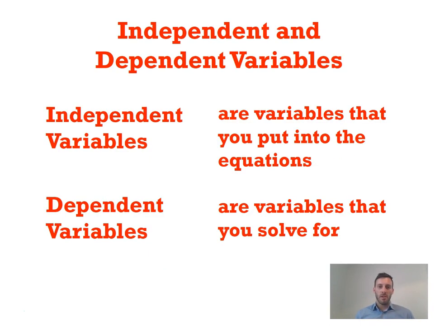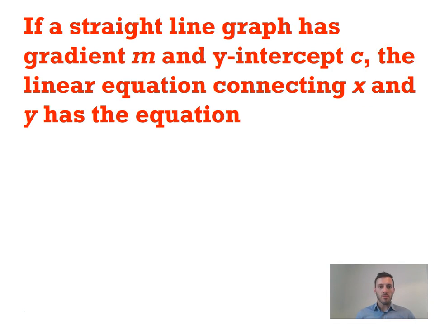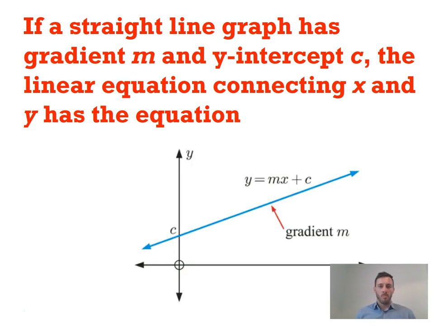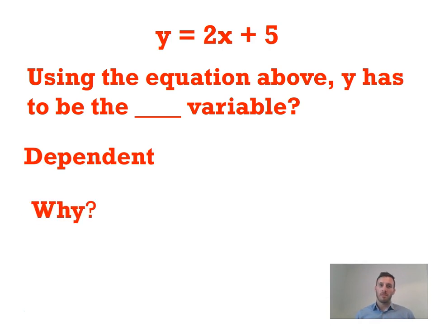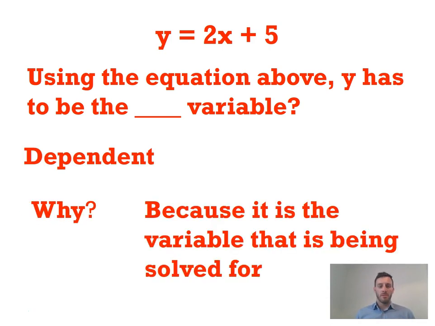Remember from the last video that a linear relationship has both independent and dependent variables. If a straight line has a gradient m and a y-intercept c, the linear equation connecting x and y has the equation y equals mx plus c. Using the equation above, y must be the variable. Which variable? The dependent variable. Why, you might ask? Because it's the variable that's being solved for.